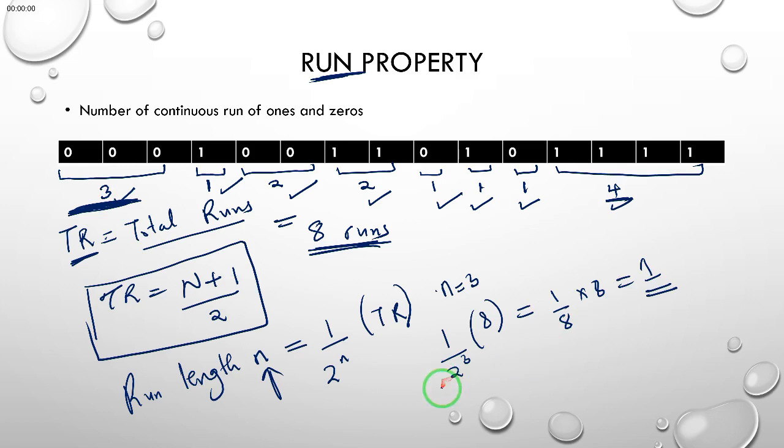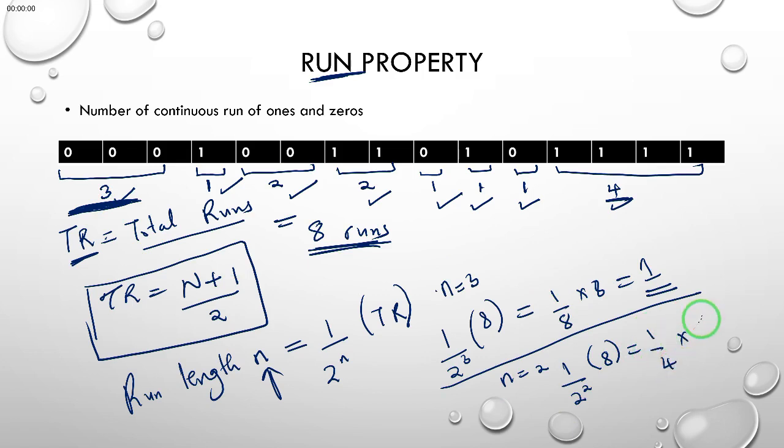Assume that now n is 2, and therefore the total number of runs of rank 2, when we count, are 1 and 2. So from that, let's confirm that we are going to get 2. That is 1 over 2 to the power 2 times 8. This becomes 1 over 4 times 8, and this is equivalent to 2, and that confirms that the total number of runs of rank 2 is equal to 2.